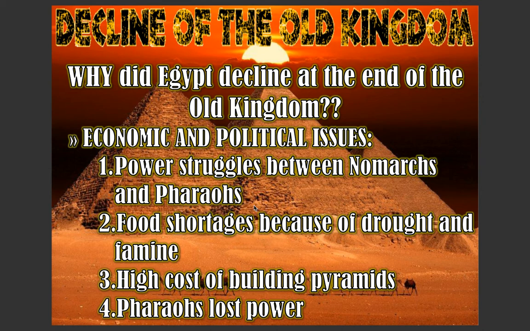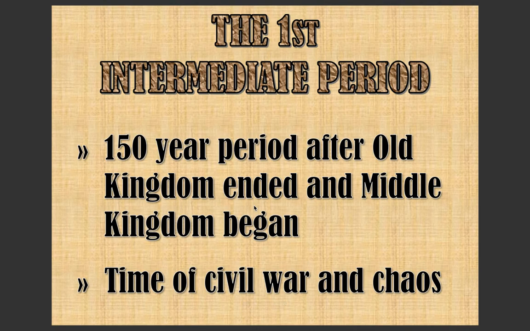And then eventually, remember those nomarchs who were not happy with the pharaohs, they ended up rising against the pharaohs themselves, and the pharaohs lost power completely. Which takes us into the first intermediate period.